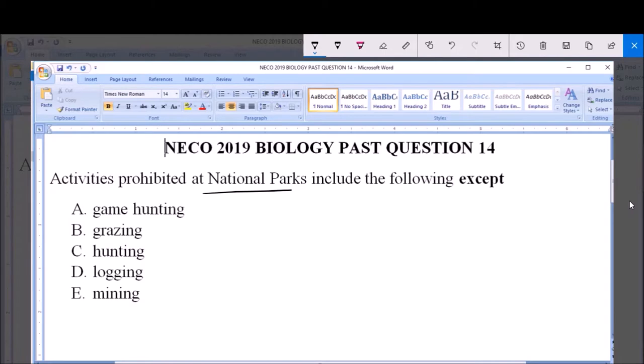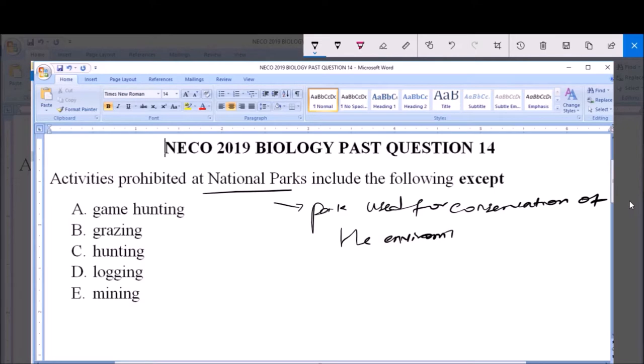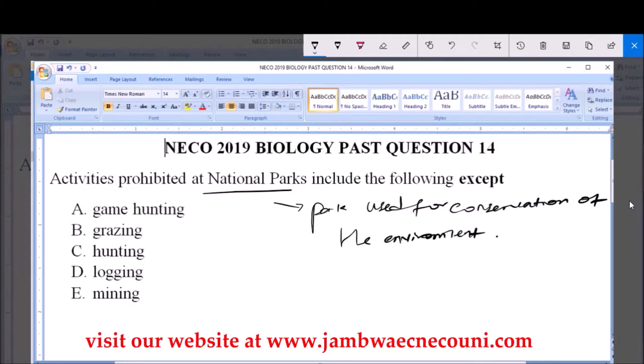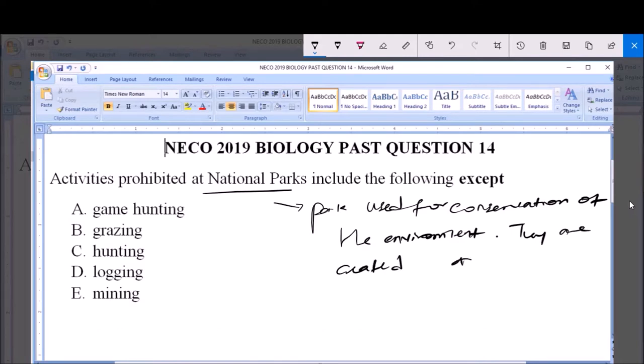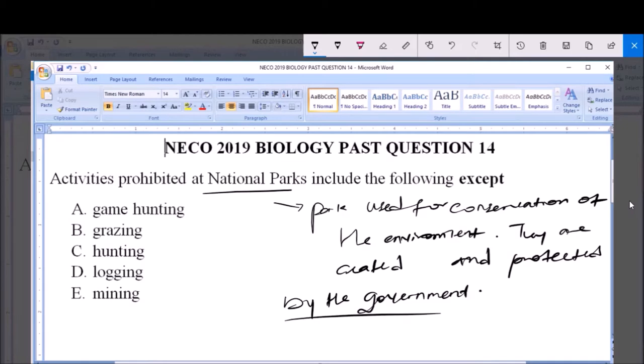National parks are simply parks used for the conservation of the environment. These parks were majorly created for the conservation of the environment, that is for conservation purposes, and they are actually created and protected by the government, and that's why we refer to them as national parks. Like I said, they are used for conservation of the environment.